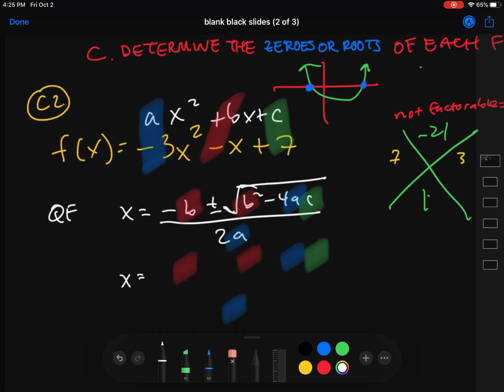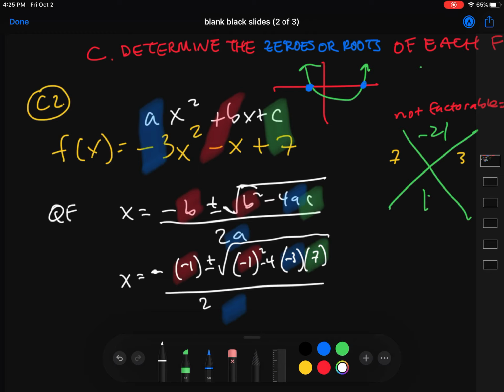X equals, okay, pay attention, you have a negative sign on the outside of the red, and then my b value is negative 1, plus or minus the square root of negative 1 squared. So anytime you're doing that substitution, it's always a parenthesis there. Negative 4 times my a value, negative 3, and my c value is 7, all over 2 times negative 3.